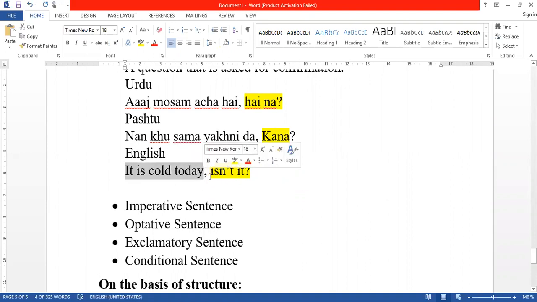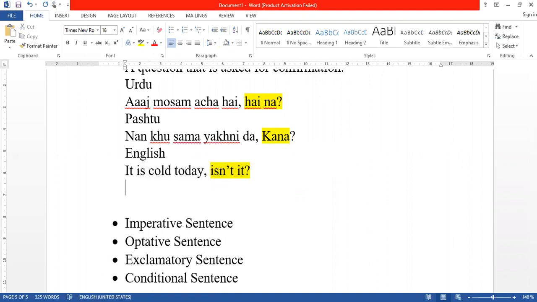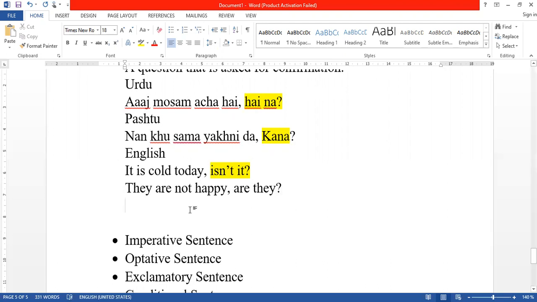Do remember one thing, the rule of the tag question is that if the statement is positive, the tag will be negative, and if the first statement is negative, the tag will be positive. For example, they are not happy. Use the positive tag: are they? They are not happy, are they? And if they are happy, the tag question is negative: aren't they? Aren't they?